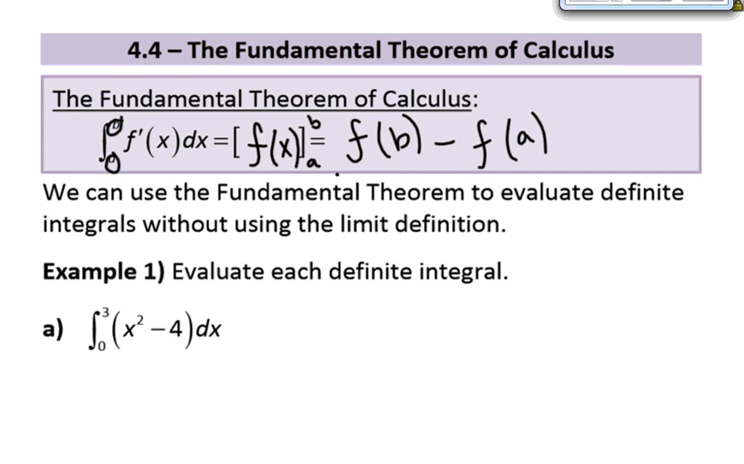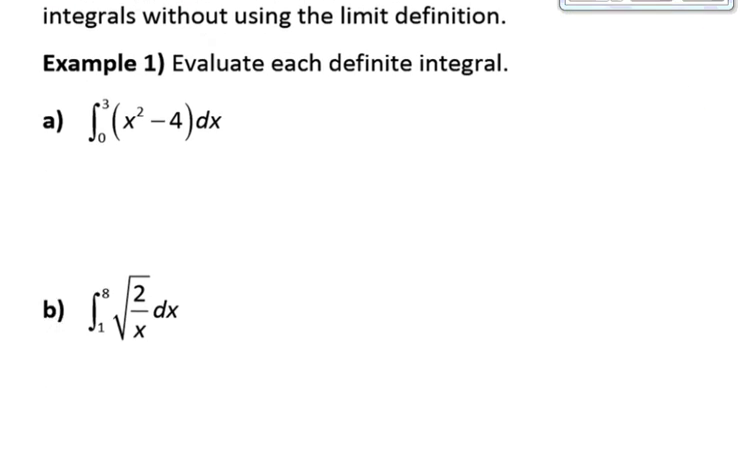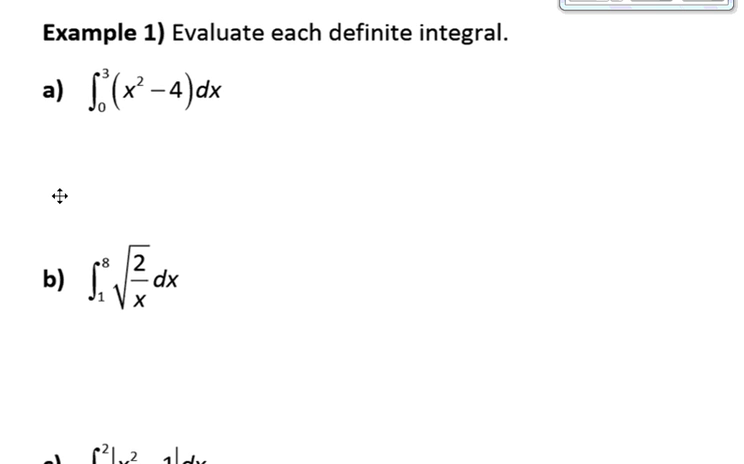All right, so we're just going to get some examples here with some practice with evaluating definite integrals. So for part A, we're going to take the integral just like we did with the indefinite integral. So the integral of x squared would be x cubed with a 1/3 coefficient minus 4x.